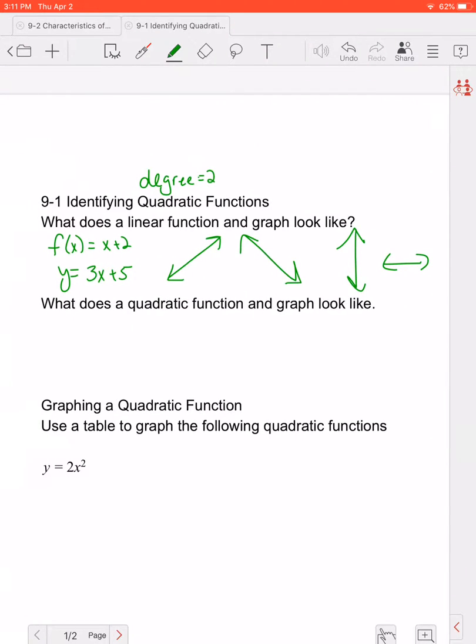Okay? But now we want to look at quadratic functions and graphs. What do those look like? Okay, so take a second and think. We know kind of what a quadratic function looks like. What does the graph look like? Is it a straight line? Is it curvy? How many curves does it have if it is curvy? So pause and think about that for a second.